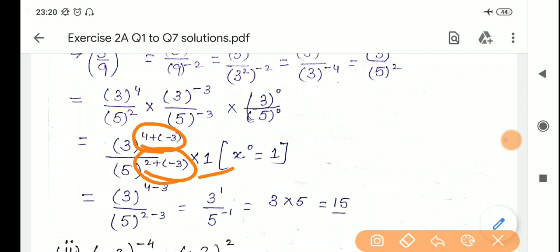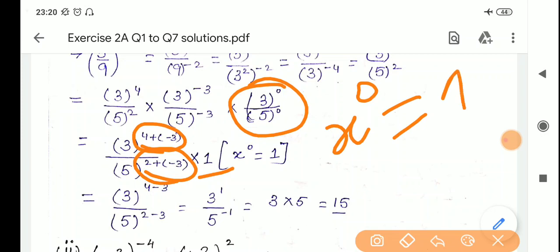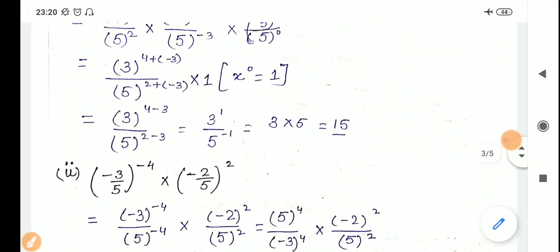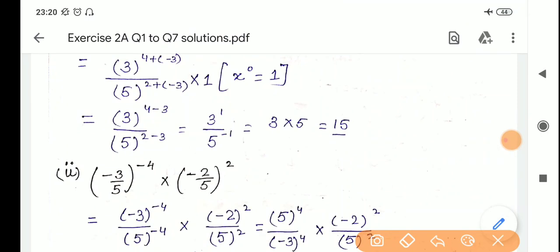Why have we multiplied by 1? Because in the concept video we studied one property, that whenever the base has the power 0, the answer is 1. In the concept video it was told very elaborately, so it is clearly understood that x to the power 0, or any base which has the power 0, the answer is 1. Clear? So next step, 3 raised to the power 4 minus 3 and 5 raised to the power 2 minus 3, and here we got 3^1 and 5^(-1).